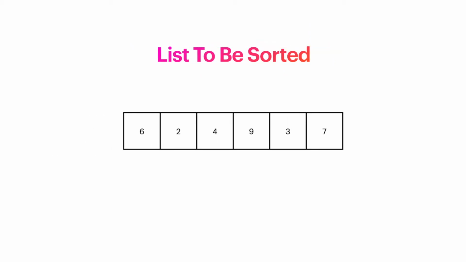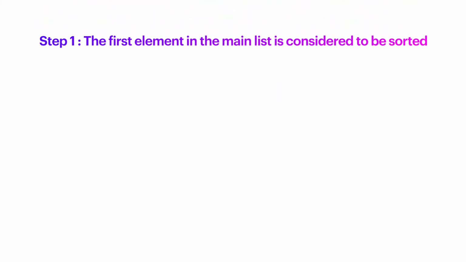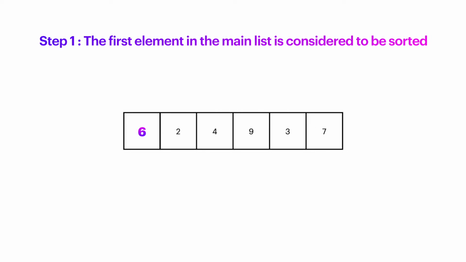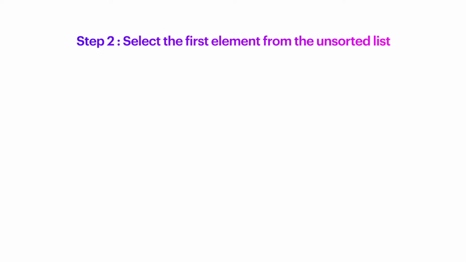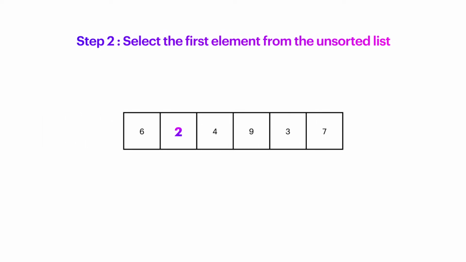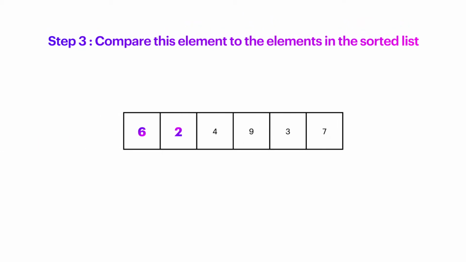So now let's take an unsorted list and try to sort it using insertion sort by applying the steps that we saw before. Step 1 says that the first element in the main list is already considered to be sorted. So in our case, that element is 6. Step 2 was that we need to select the first element of the unsorted list, which is 2. Now moving on to step 3, we need to compare the elements of the sorted list and unsorted list. So here we need to compare 6 with 2.